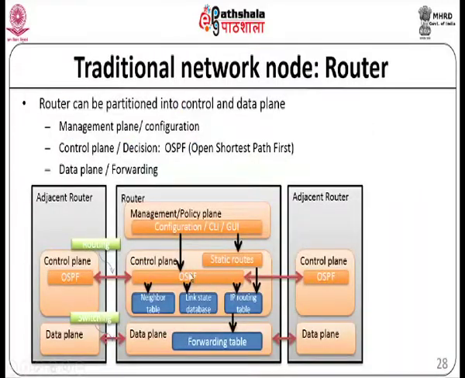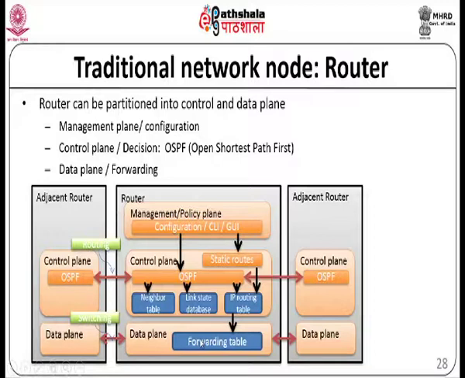So, with this new technology built in, you can see how traditional network routers become different. If you look at the routers, we normally say that the routers will have two planes, called the control plane and the data plane. That is, the functions of the router can be divided into a control plane and a data plane. In fact, we talk about three planes: a management plane, which is used for configuring the devices, then a control plane, which runs protocols like OSPF, which is responsible for taking decisions, and then the data plane, which is responsible for forwarding packets.